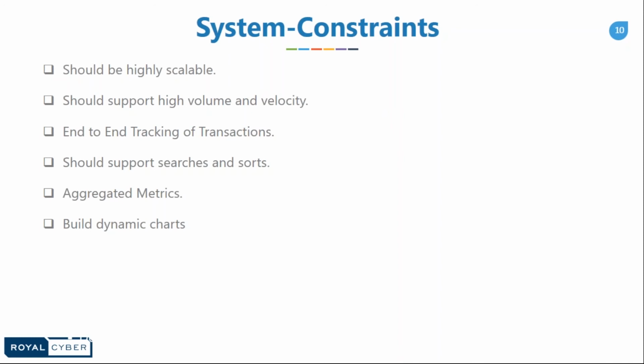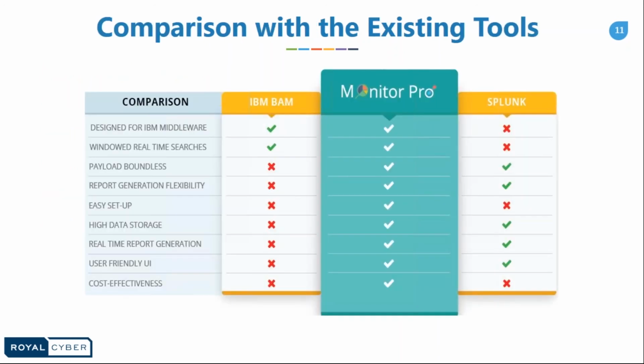Typically, we also need search support and sort support. If I say search, it is not just a text search. It can be a partial text search or full text search, and you can sort on any metric. We can also have aggregated metrics, like how many errors have happened in a current period of time, or what the top 5 errors are. Those questions MonitorPro will answer. We also offer a tool to build dynamic charts.